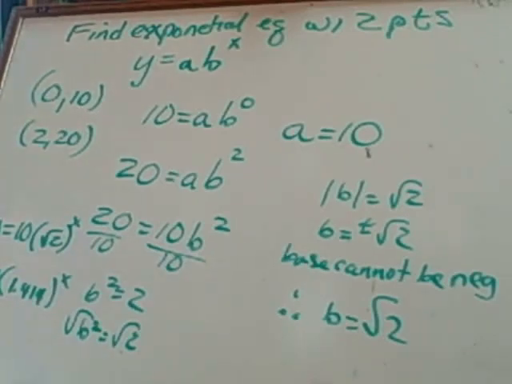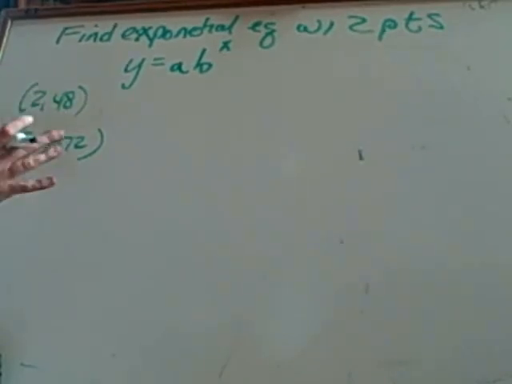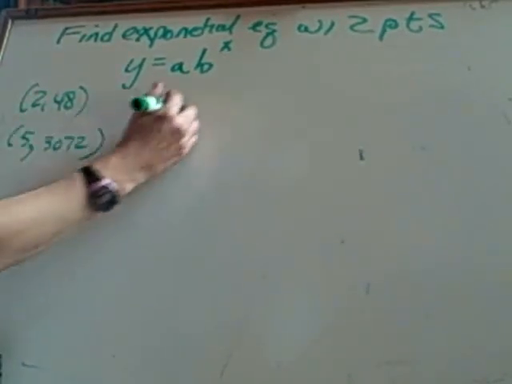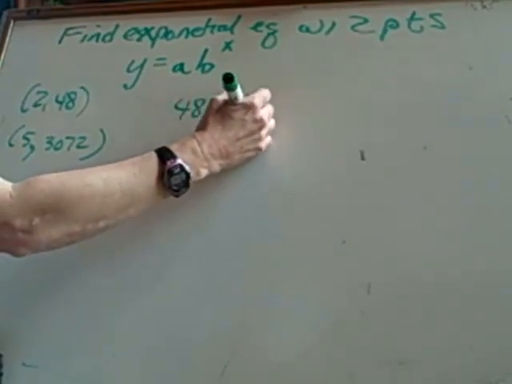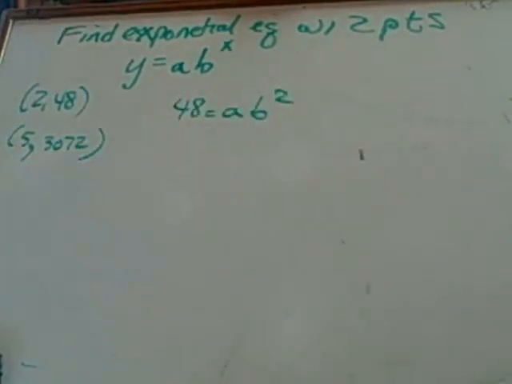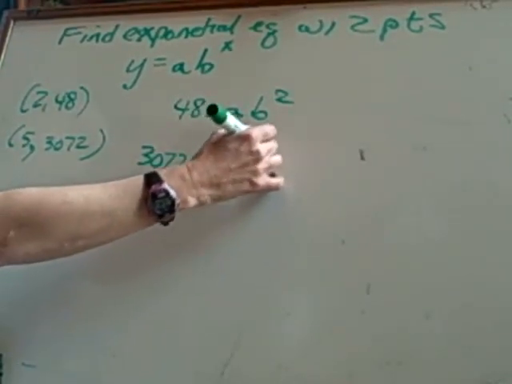All right, live. So we're going to start the same exact way we did before. We're going to use this equation, use this x and y for 1, and then do it again for here. Okay. So 48 equals a times b squared. And then we also have 3072 equals a times b to the 5th.